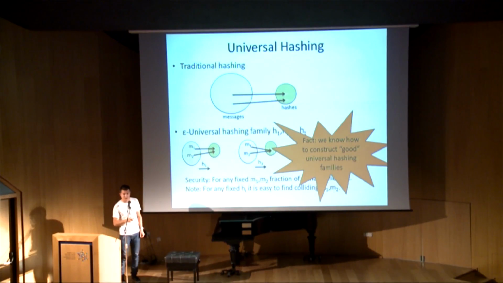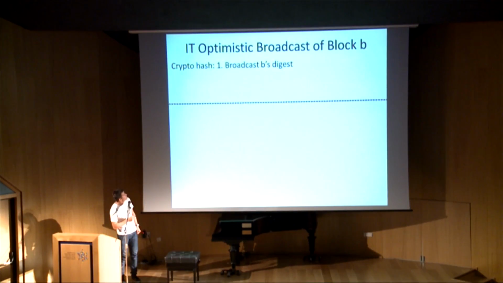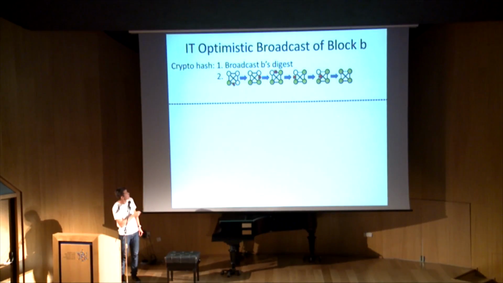Okay, good. So this is universal hashing, and now what we're going to do with our protocol. So this was before. With a cryptographic hash, we do the following. We broadcasted the digest of our block, and then we propagated it step by step.